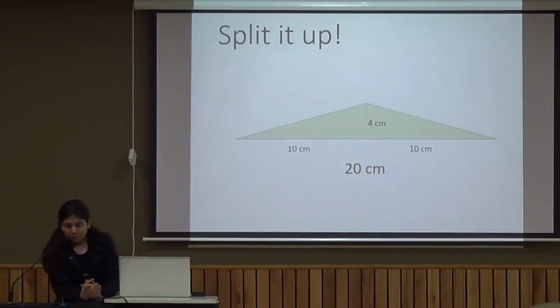If we split it up, we can see that the height 4 centimeter divides the triangle into two equal parts. That is, the base 20 centimeter is divided into 10 plus 10. Therefore, the area of the left half of the triangle is equal to half into 10 into 4, and the area of the second half is equal to half into 10 into 4. Now, on adding this up, you get the area of the entire triangle, which is equal to half into 20 into 4. On calculation, we get 40 centimeter square.